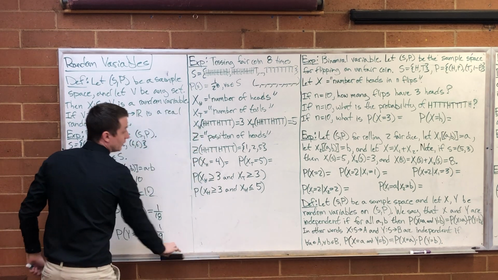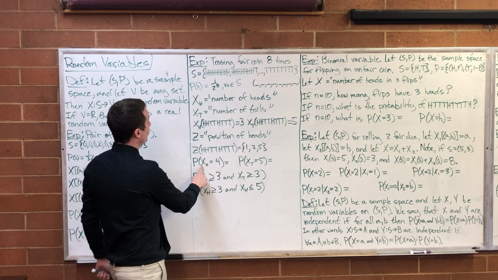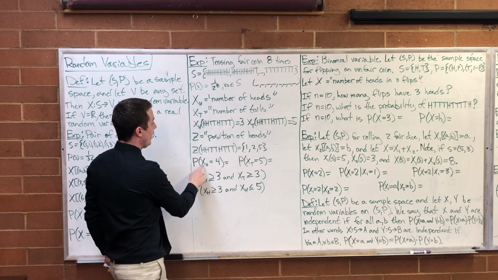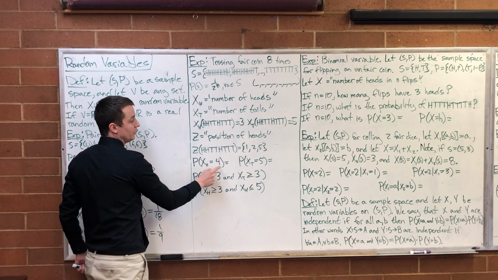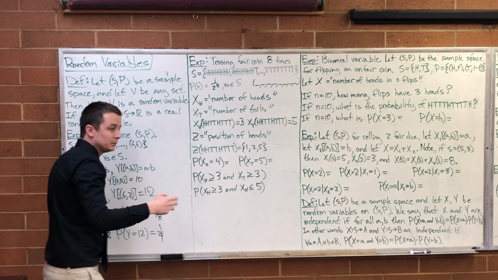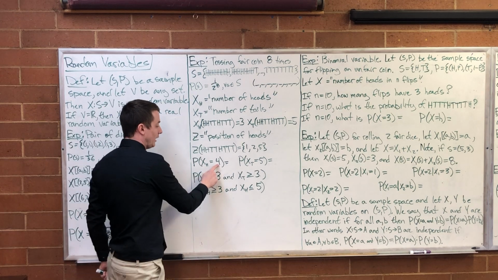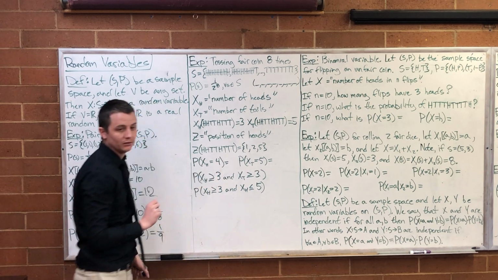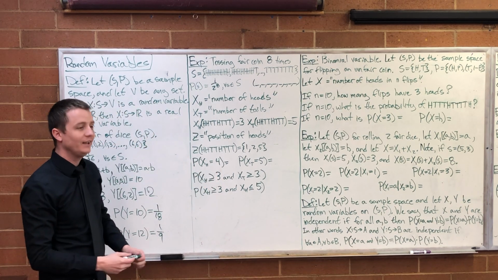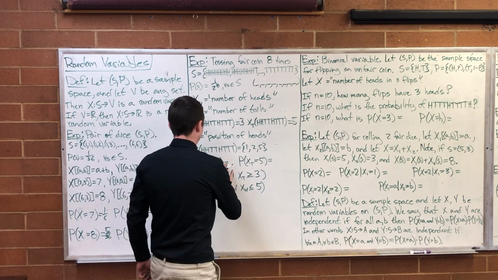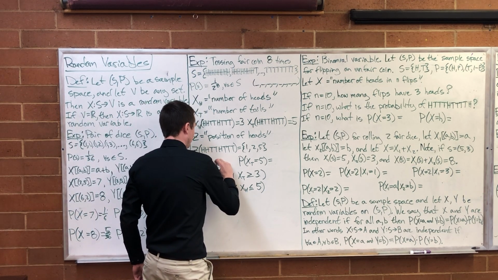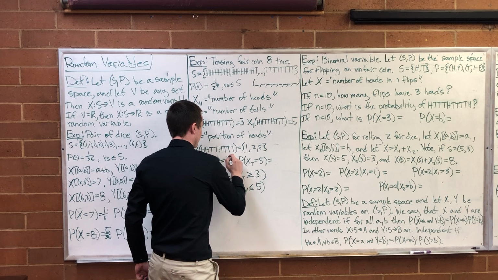Continuing what we were doing. So now, what's the probability that X sub H is equal to 4? What's the probability that when I flip a coin 8 times, exactly 4 of them come up heads? 8 choose 4. Nice.